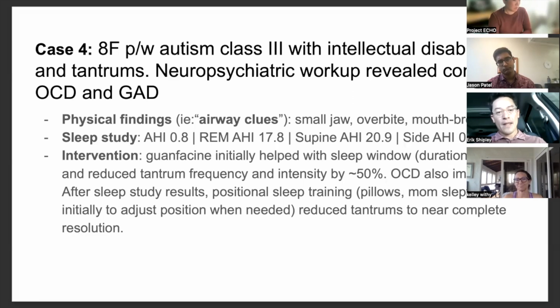Okay, so what we did was positional sleep training here. I just said, hey mom, you might have to sleep with her, but let's get some pillows together, get the couch cushions, whatever you need to do, and keep her sleeping on her side. When we did that, the tantrums basically completely went away.